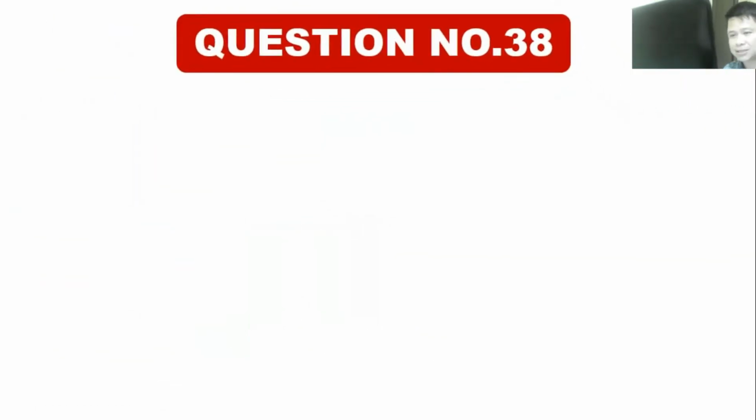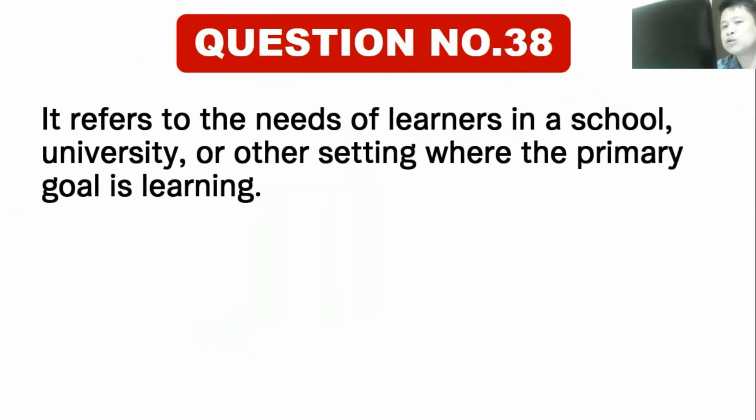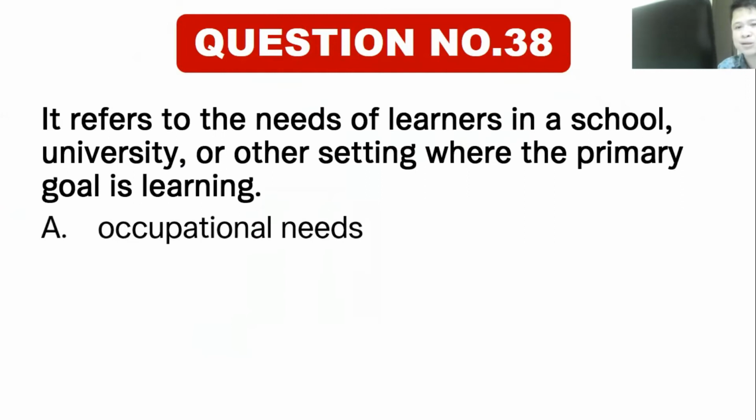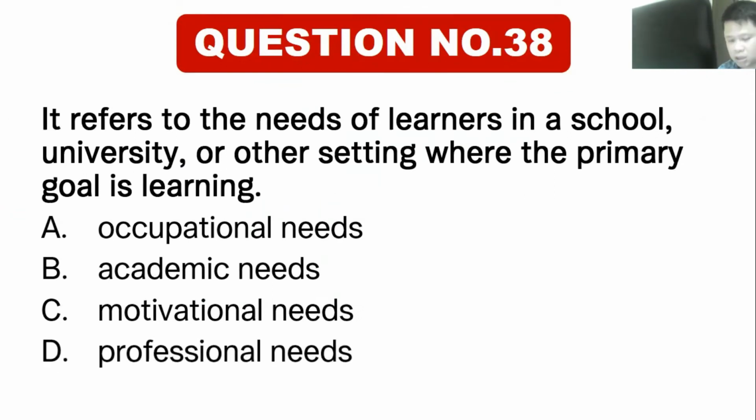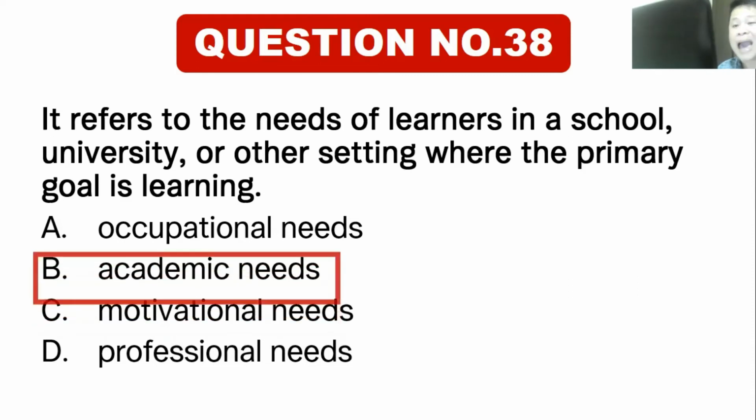Number 38. It refers to the needs of learners in a school, university, or other setting where the primary goal is learning. A, occupational needs. B, academic needs. C, motivational needs. D, professional needs. Correct answer is academic needs.